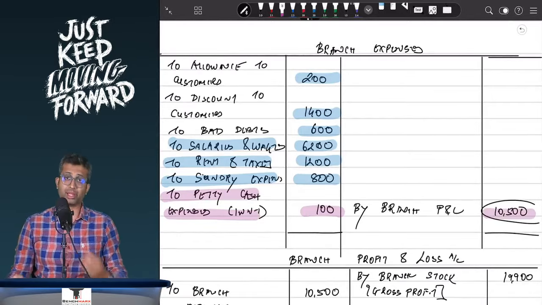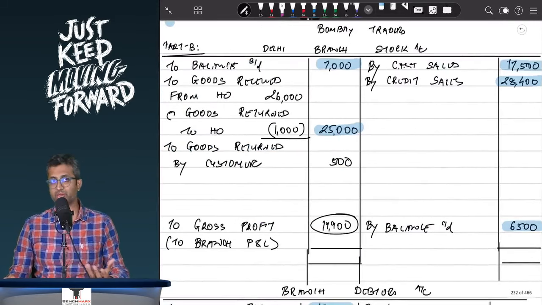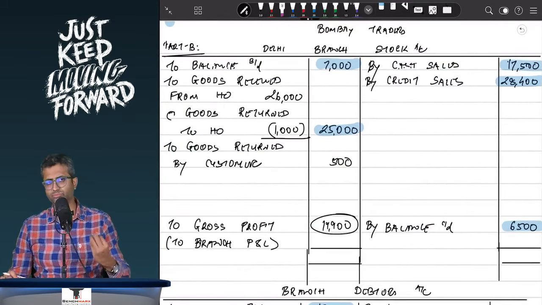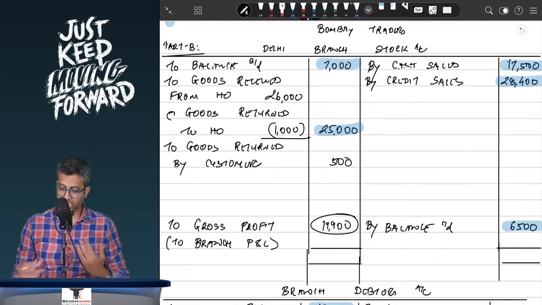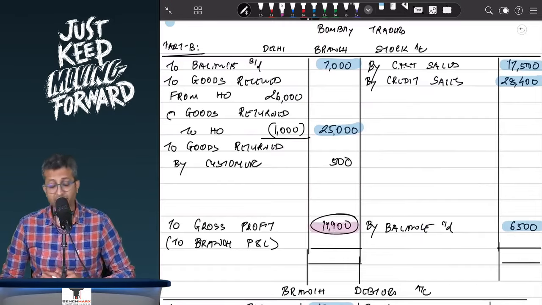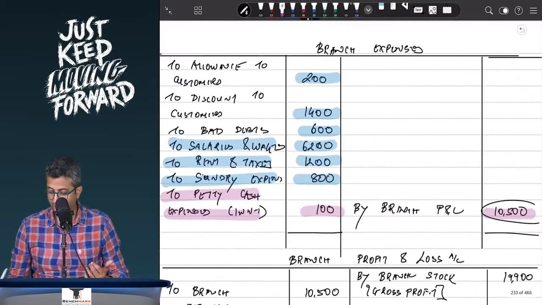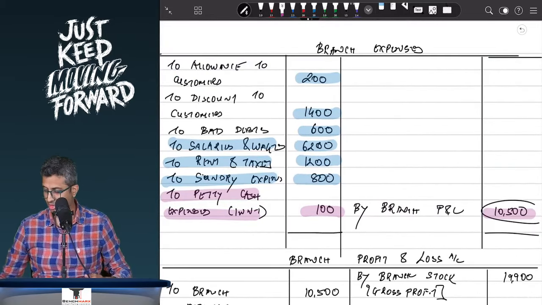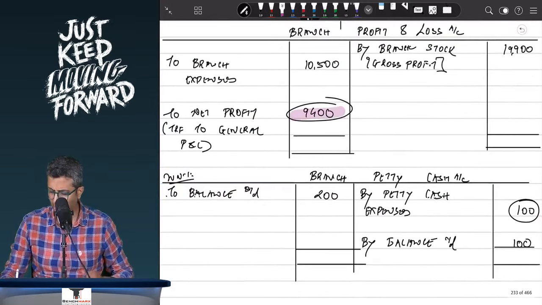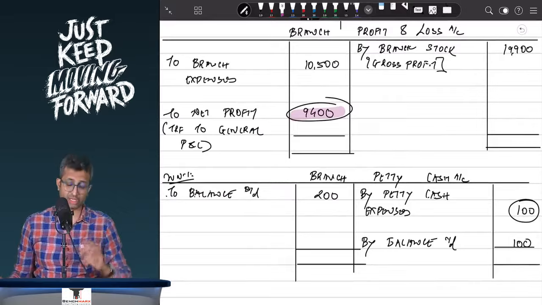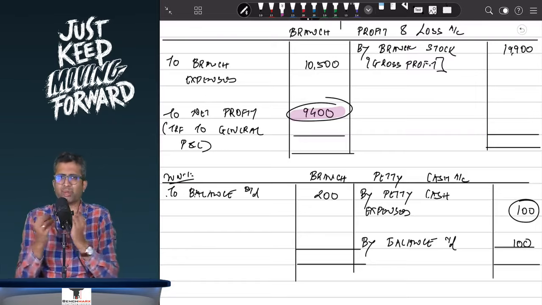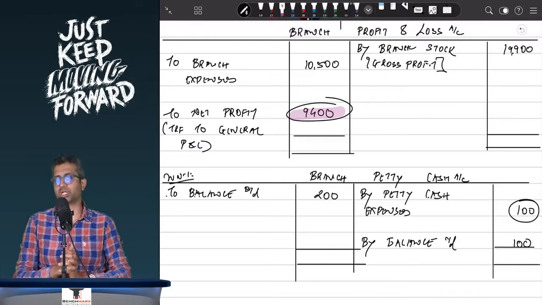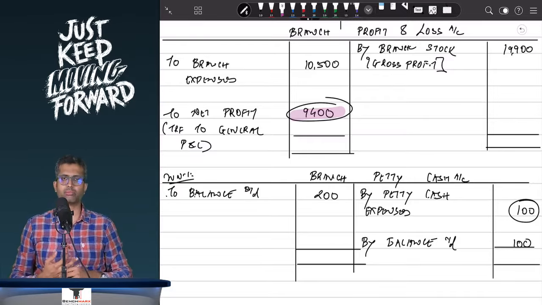Now, when I prepare my branch profit and loss, I will start with the gross profit. That is 19,900, and from that subtract 19,900 minus 10,500. That is again coming to 9,400 only. However, this gives you a much more detailed accounting as compared to merely having a separate account, which is the case in case of a debtors method.